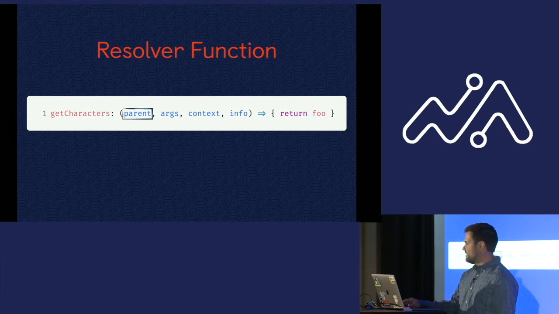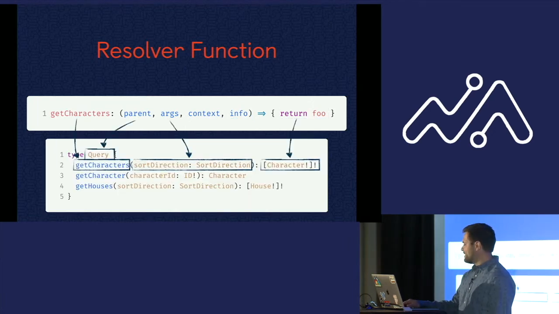The parent contains the root element or the parent element, depending on where you are in the schema. In this case, it's the root because this is at the query level. But if you were writing a resolver for a field under the character, for example, then the parent would represent the character entity. These are the arguments for the query or mutation, if they exist. Context is an object shared among all resolvers of a specific execution, and we'll discuss that in a minute. Info is only used in advanced cases, and then we have a return type. And here is how that all lines up with our schema.